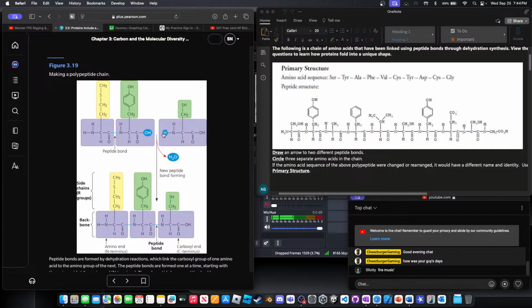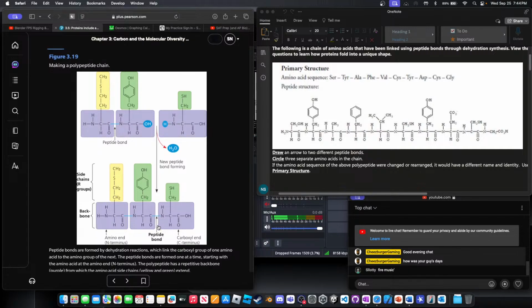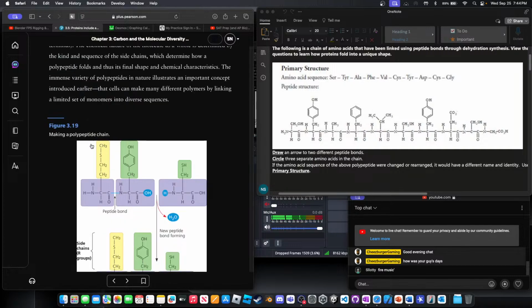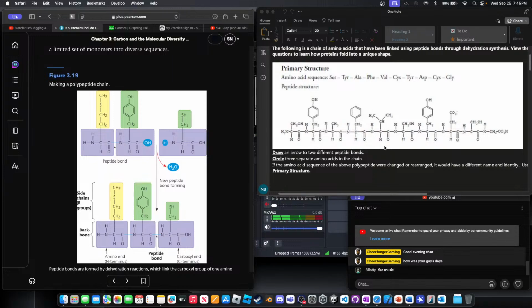Okay, so right here we can see that's dehydration synthesis. It takes out water, which is dehydrating it, and then a peptide bond is formed. Peptide bonds are formed by dehydration reactions. Here we go, right there, which can link the carboxyl group of one amino acid to the amino group of the next. So this would be an amino group right here. Two different peptide bonds. So a peptide bond would be between the carbon and the nitrogen.